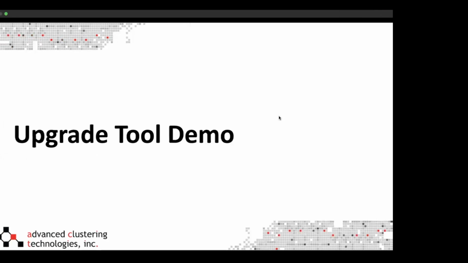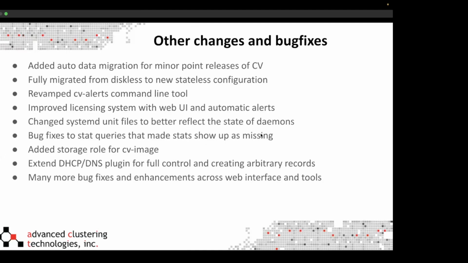Now, let's see. So other changes that we went through, this is kind of the main stuff. The CV alerts command line tool has been changed. The licensing system has been changed with automatic alerts, so when your license is about to expire, it will tell you. The systemd units have all been changed a little bit, so they behave more appropriately. Lots of bug fixes to the stat queries.